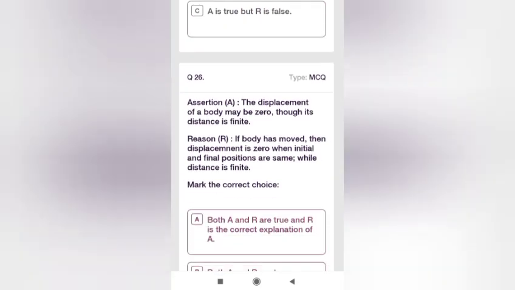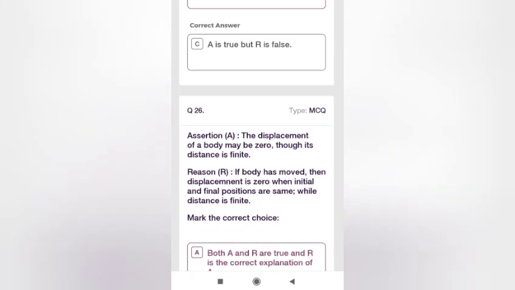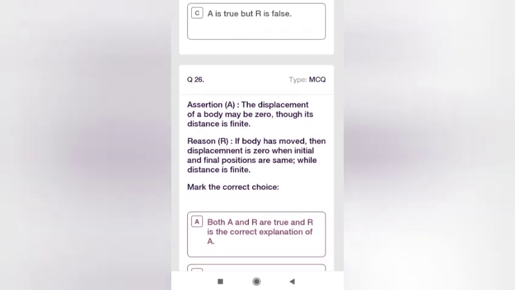The displacement of a body may be zero, though its distance is finite. That's true. If the body has moved, the displacement is zero when the initial and final positions are the same, while the distance is finite. That's true. So both are correct, and the reason is the correct explanation of the assertion. So option A is the correct answer.